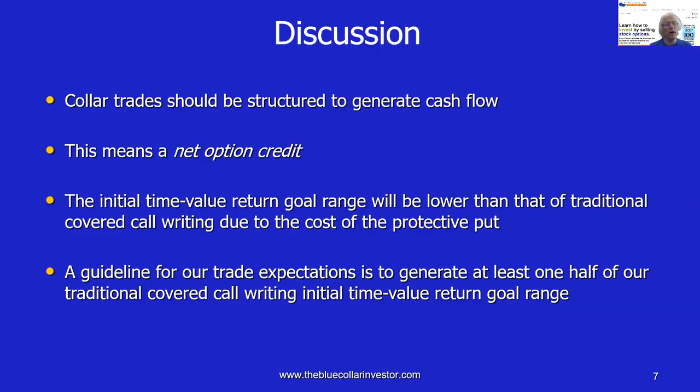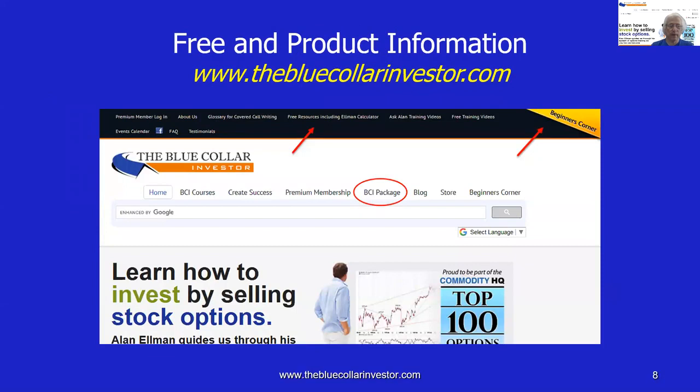And the initial time value return goal range typically would be lower than that of our covered call writing trades because of the fact that we also have a debit on the put side, which we don't have with a traditional covered call writing trade. And as a guideline, we look to generate at least 1/2 of what our traditional covered call writing initial time value return goal range is.